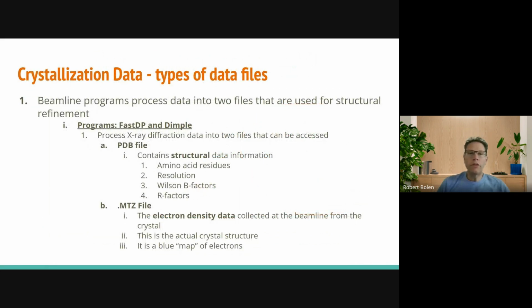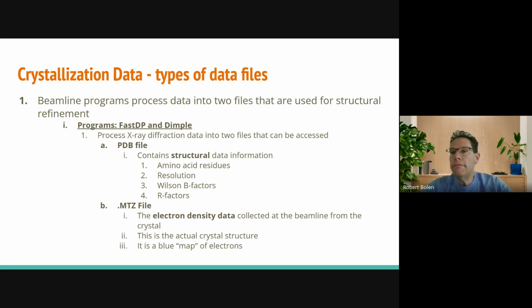And so when we look at crystallization data, there are two main types of files that we're going to deal with. There are others that are out there that are processed at the beamline, but pretty much what we get are two files that are output through programs at the beamline. The two programs are called FastDP and Dimple. And what they do is they process the X-ray diffraction data into two files.